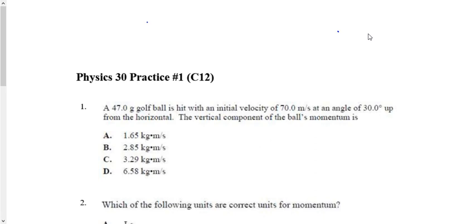Go look at practice question set number 1 that we did over the weekend. Question number 1 says, a 47-gram golf ball is hit with an initial velocity of 70 meters per second at an angle of 30 degrees up from the horizontal. What's the vertical component of the ball's momentum?